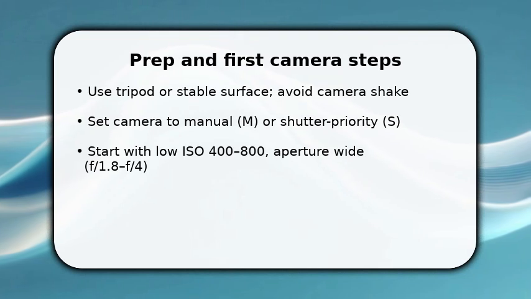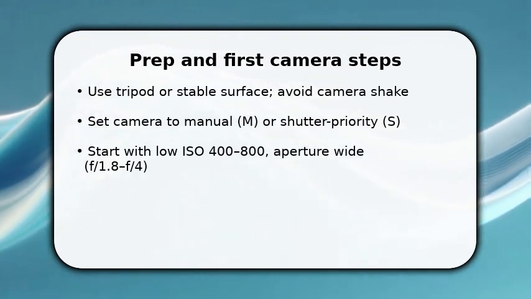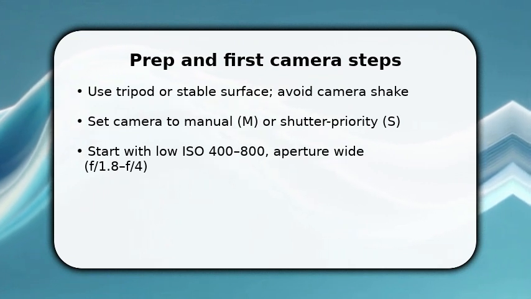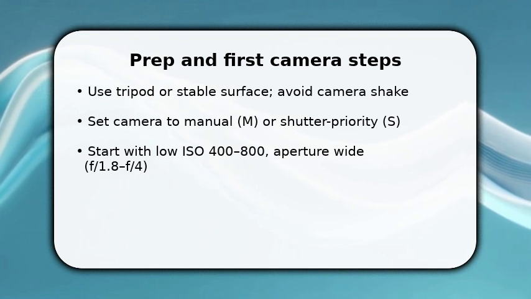You begin by securing the camera. Set it on a tripod or solid surface to prevent blur. Switch to manual or shutter priority so you control exposure. This is how you capture low-light detail.